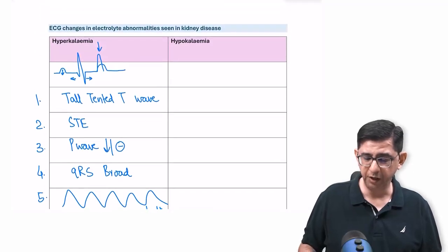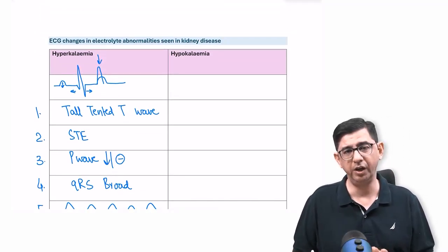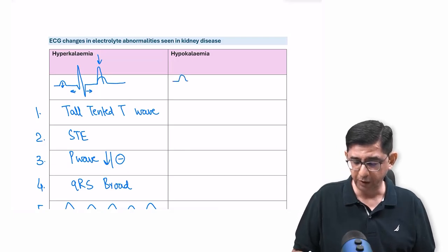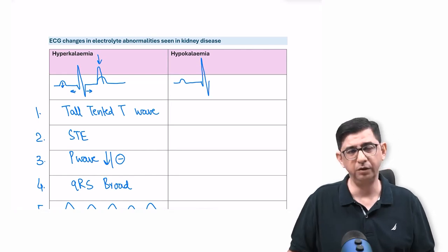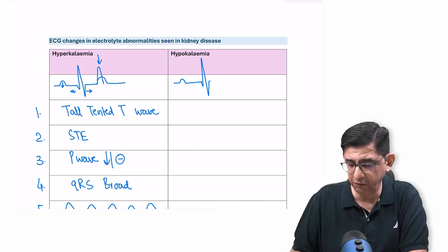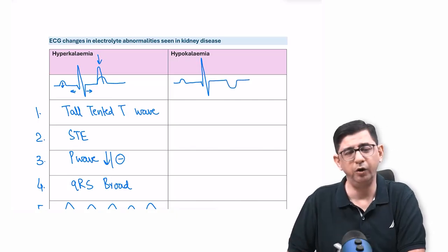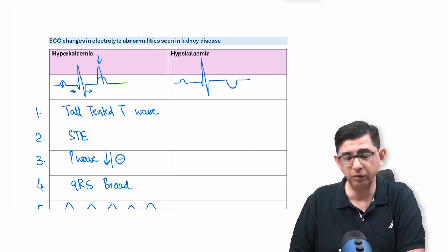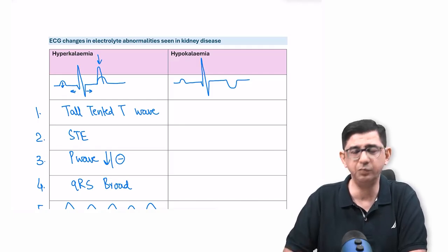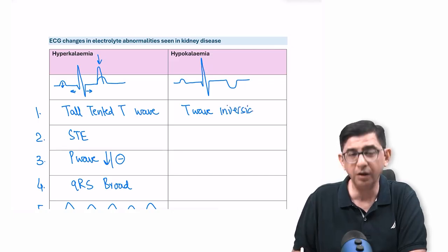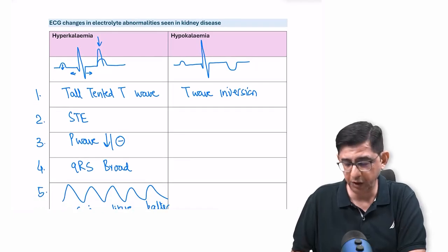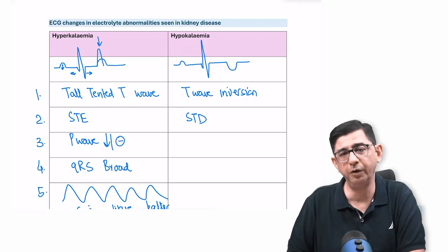Now we will compare this with hypokalemia. I just need to invert the language. In hypokalemia, because potassium is going down, the T wave will become negative, that is upside down. Normally the T wave is always upright. So one of the findings that you'll always get in these patients is T wave inversion. That's one of the important aspects. T wave inversion is seen in hypokalemia, and the ST segment will always follow the T wave, so there would also be ST segment depression.